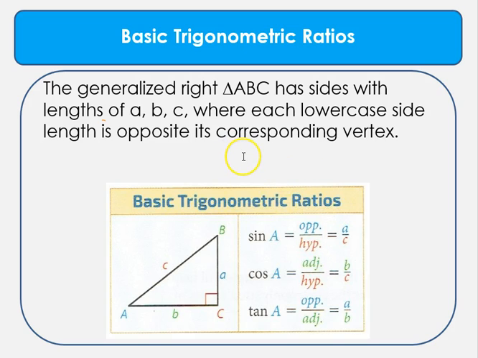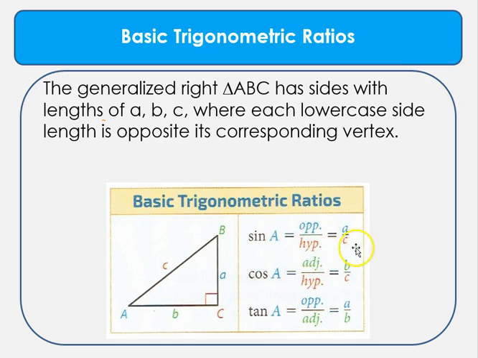So here are our basic trig ratios. The generalized right triangle ABC has sides with lengths of a, b, and c. You'll remember this picture from the Pythagorean theorem. The side opposite the large letter for the angle will be a small letter. So the side opposite angle A is small a, the side opposite angle B is small b, and the side opposite angle C is small c, where each lowercase side length is opposite its corresponding vertex.